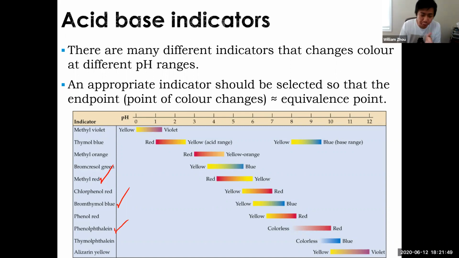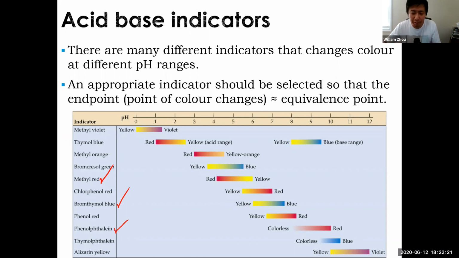Which one you choose depends on the equivalence point of your acid-base neutralization. If we're talking about a strong acid, strong base neutralization, the equivalence point should have a pH of 7, so the indicator should change color near a pH of 7. Near, not at. You don't have to be at a pH of 7. A pH of 5 and a pH of 9, within that range is okay.